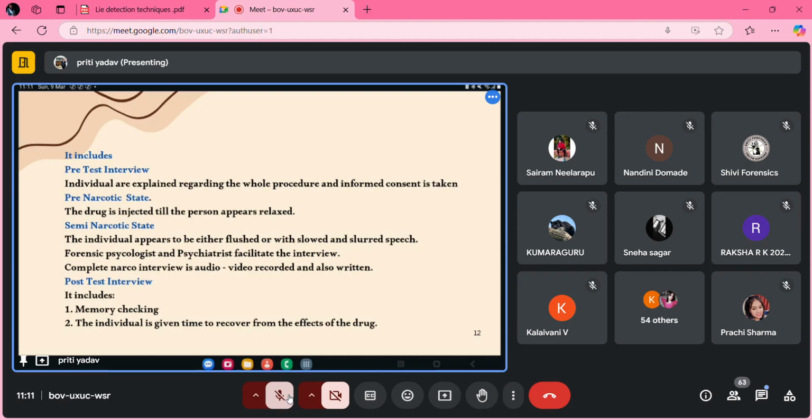Then in the pre-narcotic state, the anesthesiologist injects the drug till the person appears relaxed. In the semi-narcotic state, the effect of the drug appears and forensic psychologists along with psychiatrists facilitate the interview. In the last phase, the post-test interview, the individual is taken into a recovery room to recover from the effect of the drug. All right.